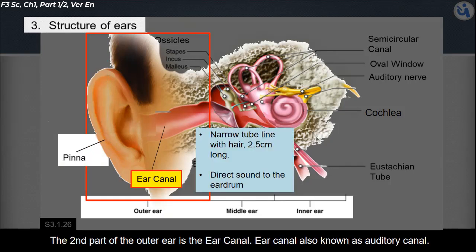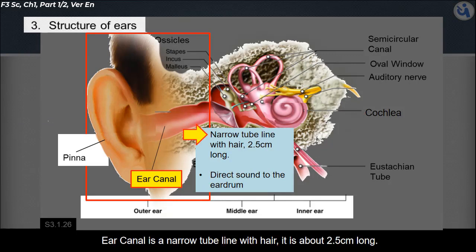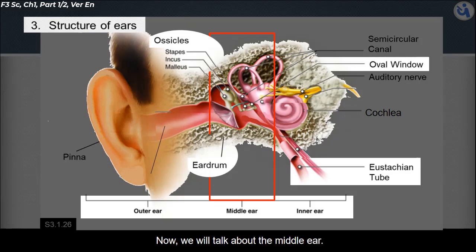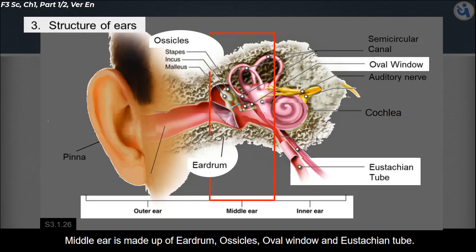The second part of the outer ear is the ear canal. Ear canal, also known as auditory canal. Ear canal is a narrow tube lined with hair, it is about 2.5 centimeters long. It functions to direct sound to the eardrum. Now, we will talk about the middle ear. Middle ear is made up of eardrum, ossicles, oval window and eustachian tube.